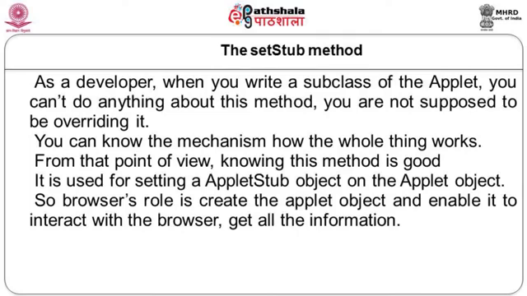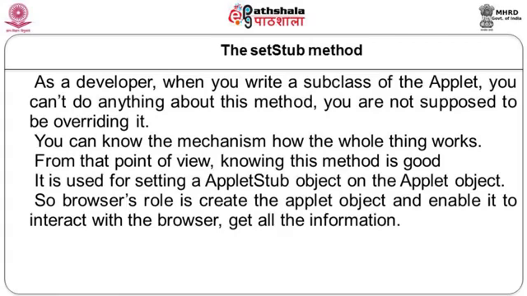But anyway, you can know the mechanism, how the whole thing works. From that point of view, knowing this method is good. It's there as a public method, but it's final in the Applet class. setStub sets a stub object on the applet object. Through this stub, see what is available. So initially the browser's role is to create the object and enable the object to interact with the browser and get all the information about the tag. So the AppletStub has other methods. One method was getAppletContext.